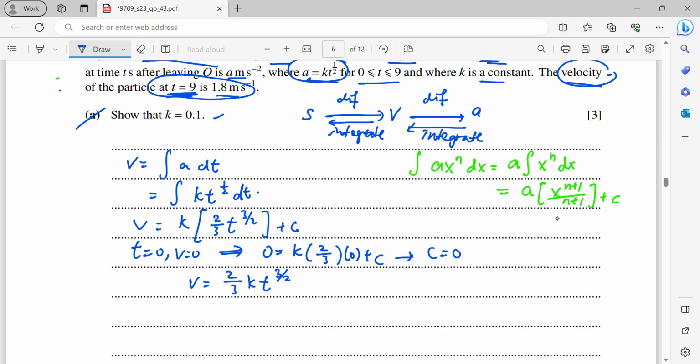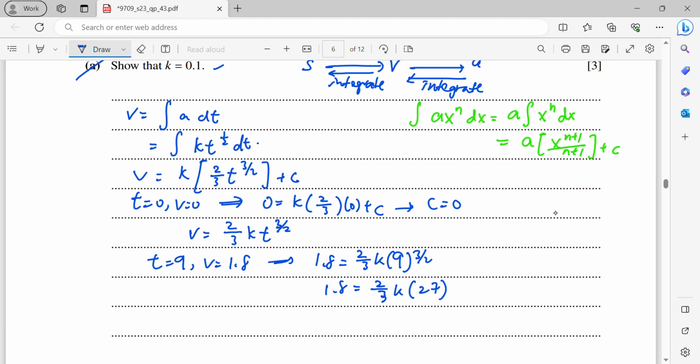So now when t is 9, your v is 1.8. That means 1.8 is 2 over 3 times k times 9 to the power of 3 over 2. The 9 to the power of 3 over 2 is basically 27. Then from here, you will get 18k equals 1.8. Therefore, your k is 1.8 divided by 18, which is 0.1. So with this, we have shown the working. We have shown the k value.